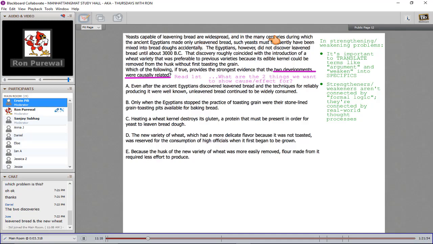So, okay. There's a bunch of yeast, blah, blah, blah. Many centuries during which the Egyptians made unleavened bread. Basically, they might have made leavened bread by accident, but they didn't do it on purpose until this time. So one of these discoveries or developments was leavened bread. And even if you don't know what leavened means, it's still okay.